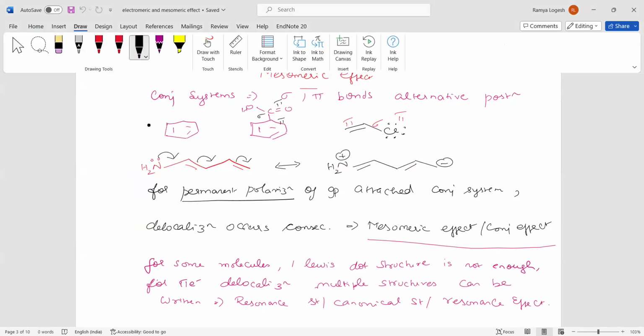I hope you are able to see the screen now. The mesomeric effect is one which is going to tell us about the kind of conjugation that is happening between.